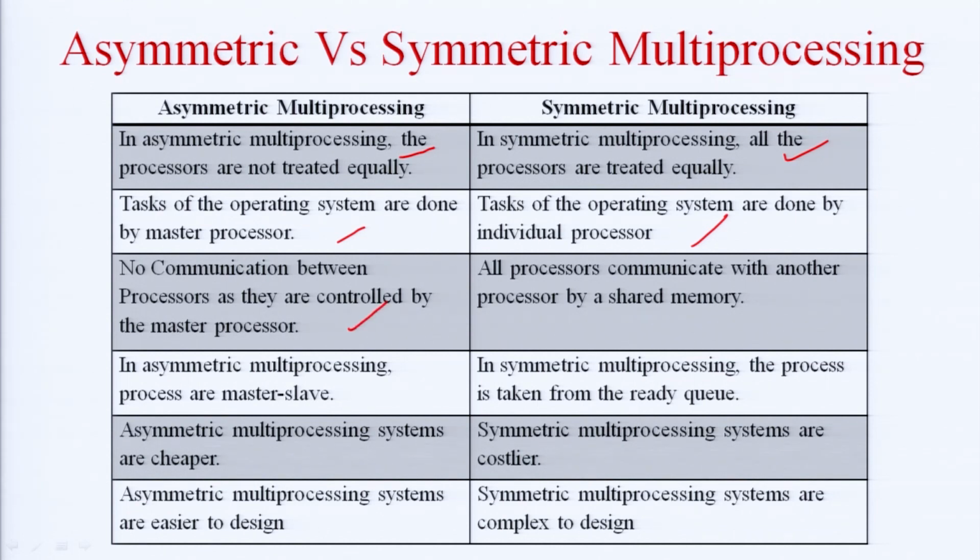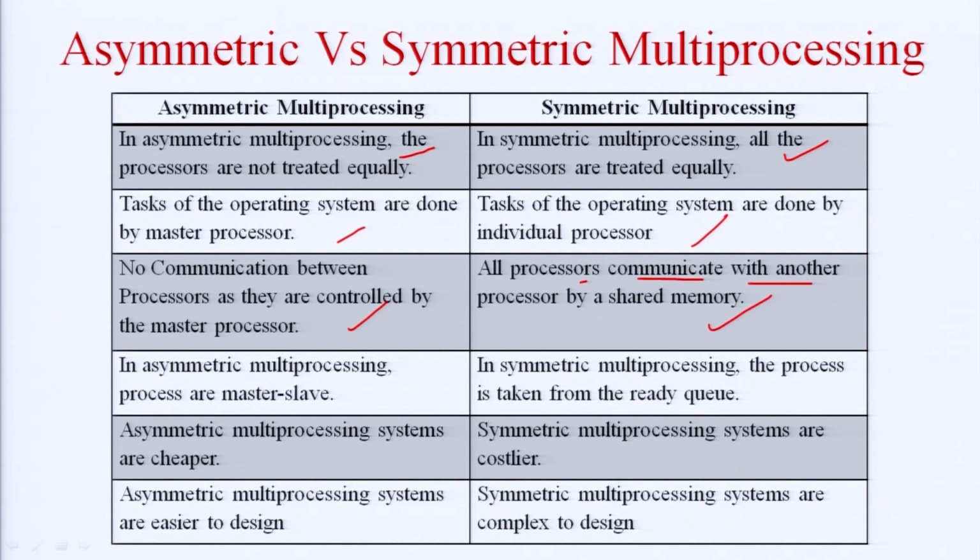No communication between the processors is there as they are controlled by the master processor in case of asymmetric multiprocessing. So, we see that in asymmetric multiprocessing there is a master CPU which is controlling all other CPUs as the slaves. So, there is no communication between all the CPUs in case of asymmetric multiprocessing. So, there is always a slave master relationship in this asymmetric multiprocessing. But this is not the case in symmetric multiprocessing. All the processors communicate with another processor by a shared memory.